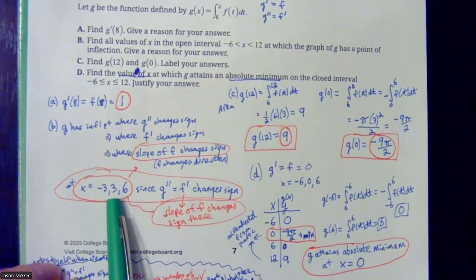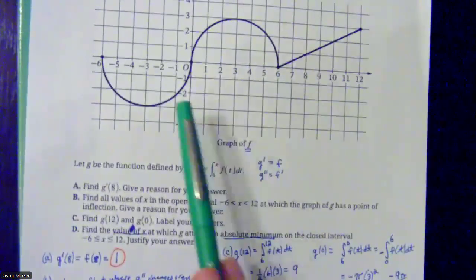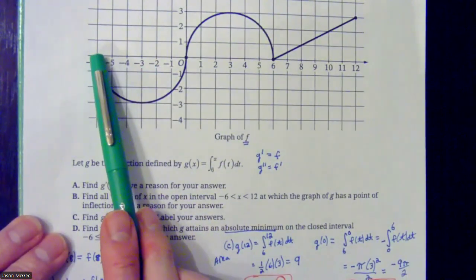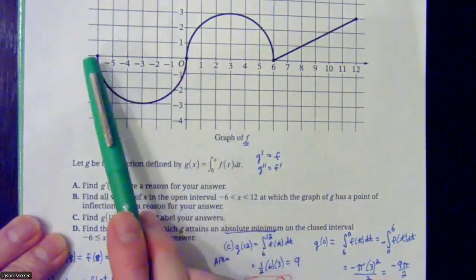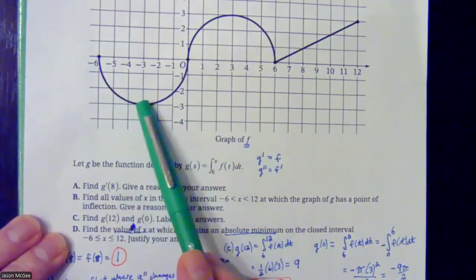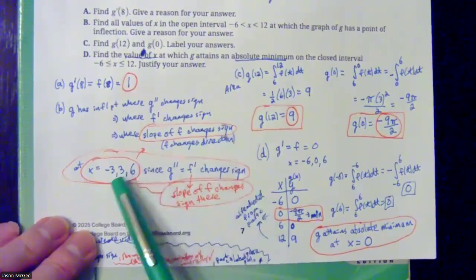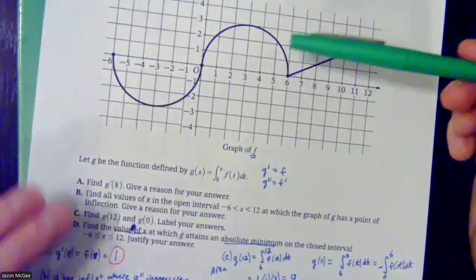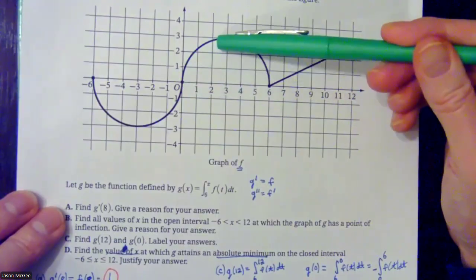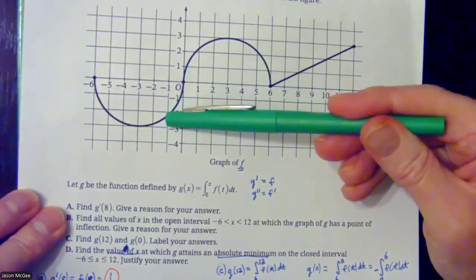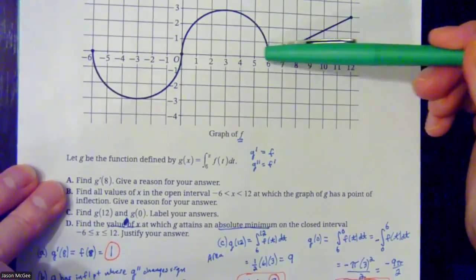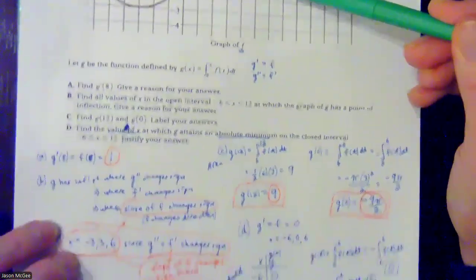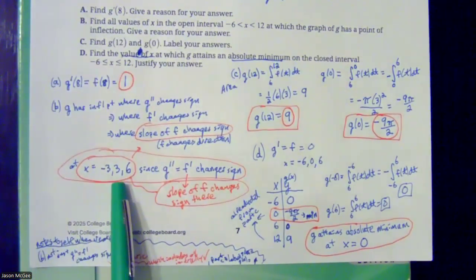So I got these three numbers because look at -3. At -3, this function changes from decreasing to increasing, from going down to going up. So the slope is negative and then the slope is positive. So the slope changes sign there at x equals -3. Also the same thing at x equals 3. It goes up and then it goes back down. This just keeps on going up. And then here it goes down and it goes back up. So where it changes direction, that's what we've got going on there.